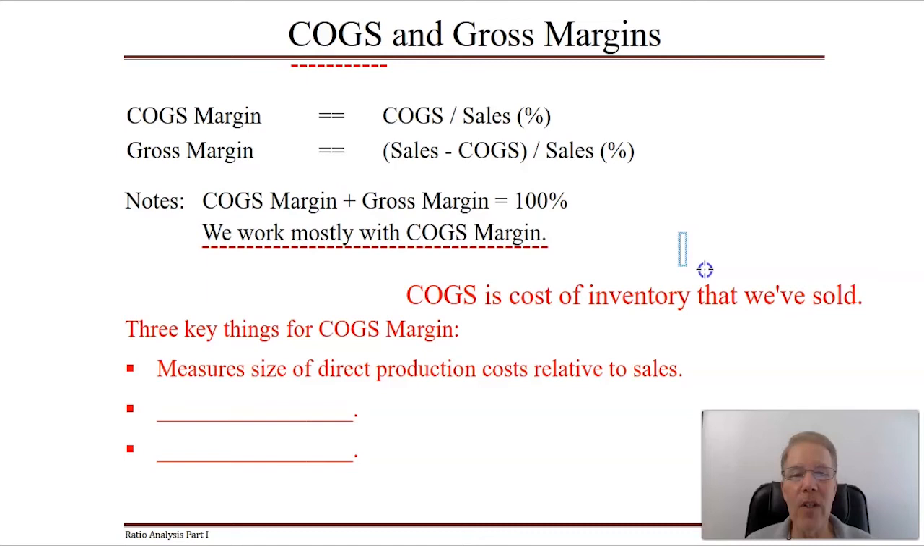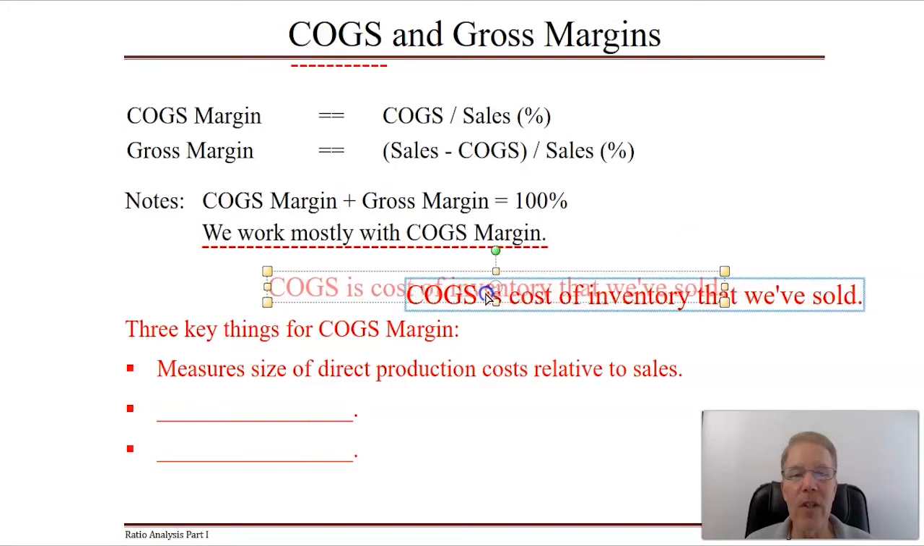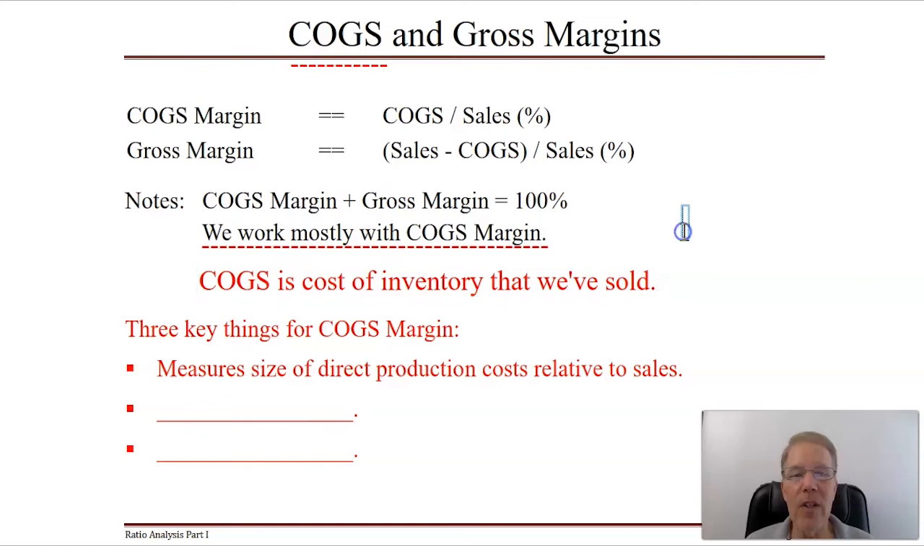It goes to COGS expense. So it's important to know what COGS is. Again, I'm counting on you all to know and have learned your financial accounting. So what can we say about COGS in one sentence? It's measuring the size of our direct production costs relative to sales. Inventory costs are our direct production costs, certainly for something like Vermont apples.